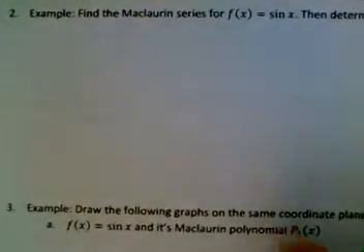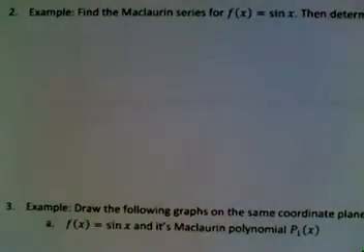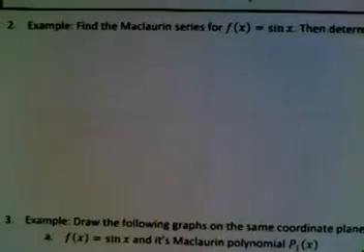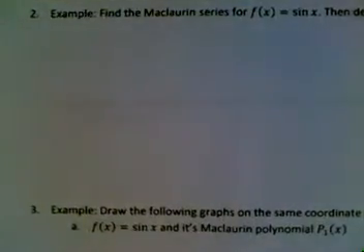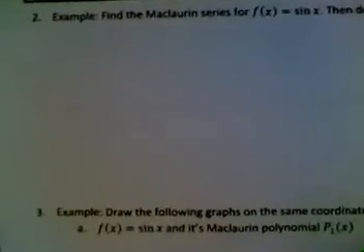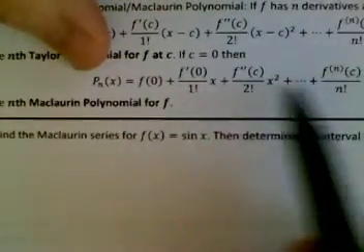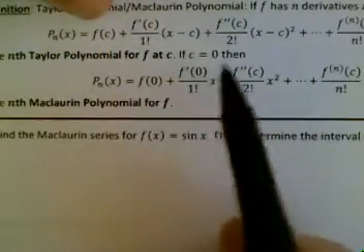Example number 2. Now I'm going to do this right on this note page. It says find the Maclaurin series for f of x, and then it asks us to determine the interval of convergence. So let's start with finding the Maclaurin series. How is it that we did that again? Well, we used this formula right here, such that we're centered at the value of 0.